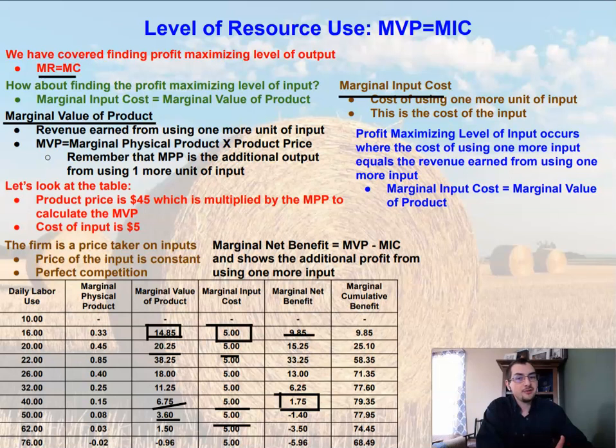As long as the revenues outweigh the cost from using that one more unit, whether it's input or output, you're going to increase production. But as soon as the additional cost outweighs the revenues, you're going to decrease production.